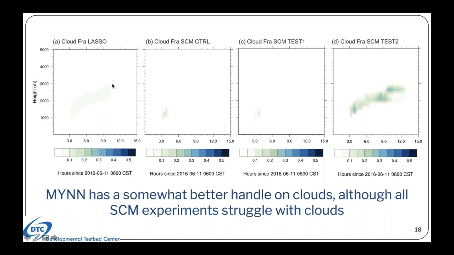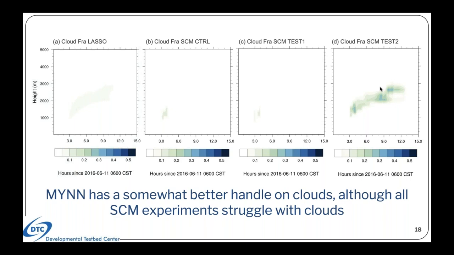So here we have the cloud fraction simulated for each of our experiments, and the LASSO here on the far left. In the LASSO, we had a few hours of very light cloud cover throughout the day. And remember, LASSO had a very high cloud skill score. So we have good confidence in this being fairly accurate. Control and test one only have this cloud cover for maybe an hour to 2 hours. And when we shift our PBL scheme as we did in test two, we do get a better temporal simulation of the clouds, but now we're actually starting to overpredict our cloud fraction.